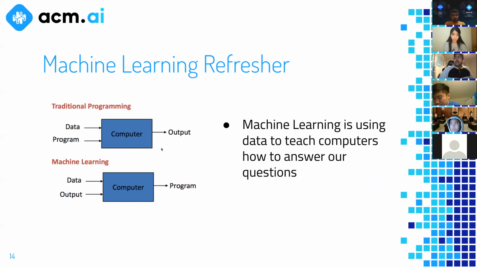So we have traditional programming, which has data and a program, and we write some algorithmic code and we get an output. But machine learning, however, generates a program based on our data and output. A great example of this, and why we use machine learning, is, for example, if you want to play rock, paper, scissors with the computer.